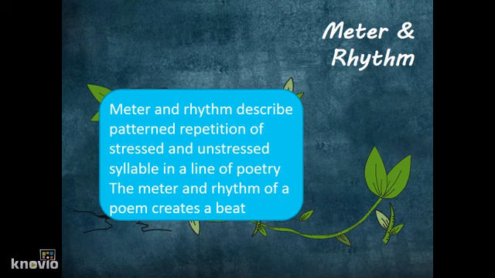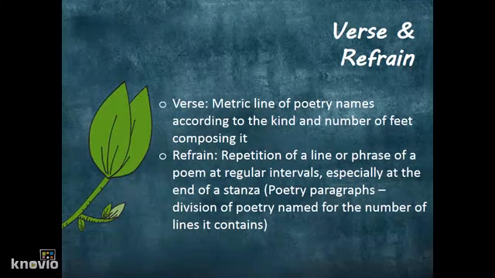So meter and rhythm describe patterned repetition of stressed and unstressed syllables in a line of poetry. The meter and rhythm of a poem creates the beat. When we talk about verse, we talk about the metric line of poetry named according to the kind and number of feet composing it. We'll have a look at that in more detail shortly. Refrain means repetition of a line or phrase of a poem at regular intervals, especially at the end of a stanza, or poetry paragraph, meaning the division of poetry named for the number of lines it contains.